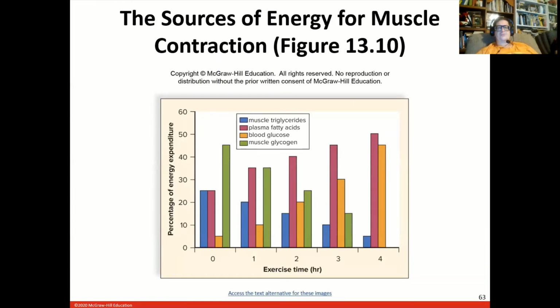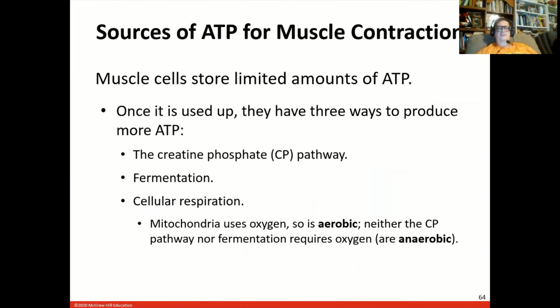All right. So pretty picture, and you can see that if you're exercising a small amount of time, you're mostly going to be using glycogen out of the muscle. That's why people carb load, to build glycogen in the muscle. If you've been exercising 4 hours nonstop, it's mostly going to be fatty acids that you're pulling out of the blood. Anyway, let's move on.